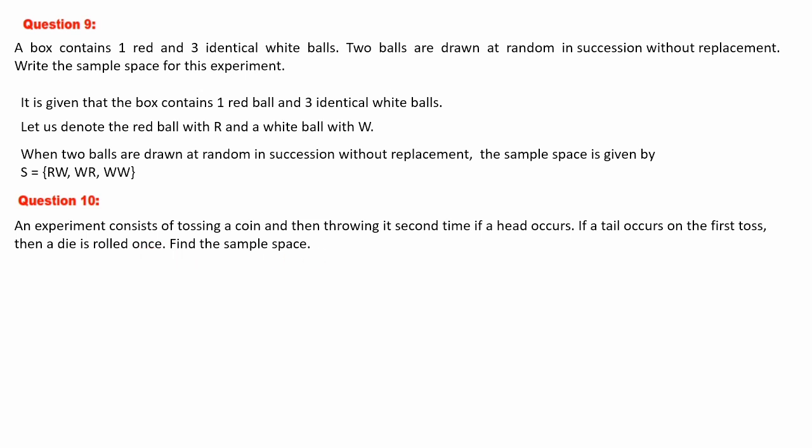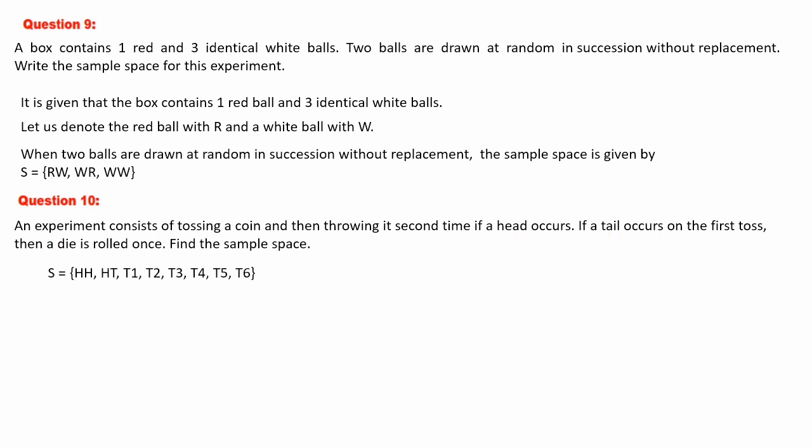Find the sample space. Once again, you are doing the experiment of tossing a coin. Tossing a coin means you will have two chances: one is head, another one is tail. If the head comes up, you will toss the coin once again. And if the tail comes up, then you will roll the die.